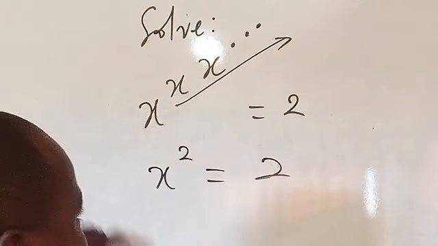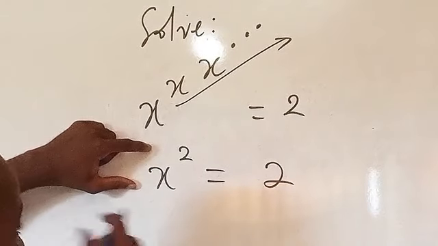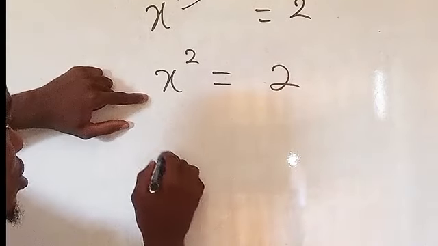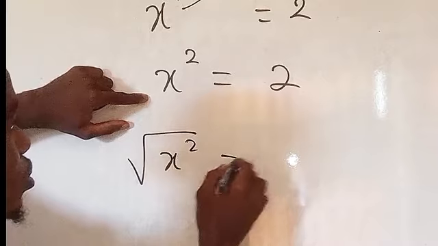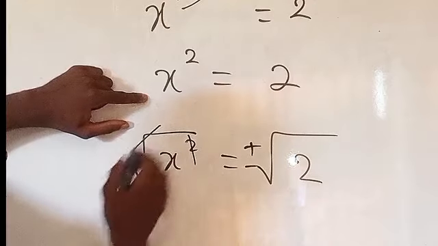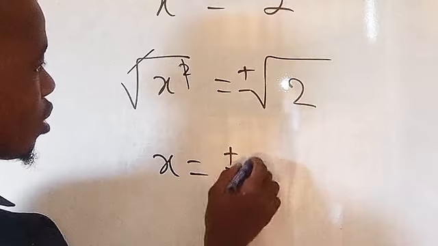Are you getting it now? So if x to the power of 2 equals 2, we can see that taking the square root of both sides, we're going to have the square root of 2 plus or minus. So we cancel this, and we have x to be the square root of 2.